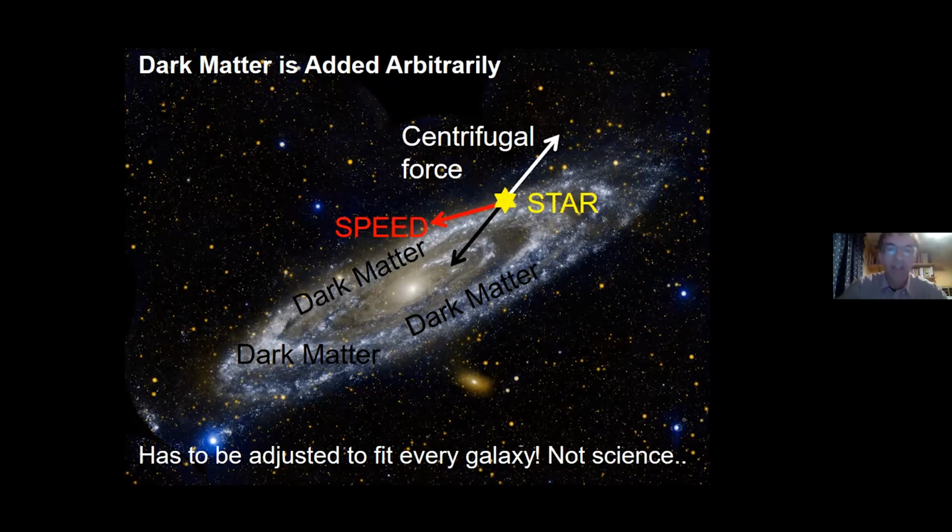Okay, so what's normally done in astronomy is to add dark matter to the galaxies to increase the gravitational force inwards to hold the stars in. But dark matter has to be adjusted to fit every galaxy, so I don't regard this as being good science.